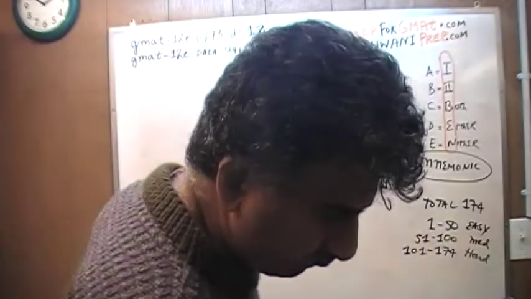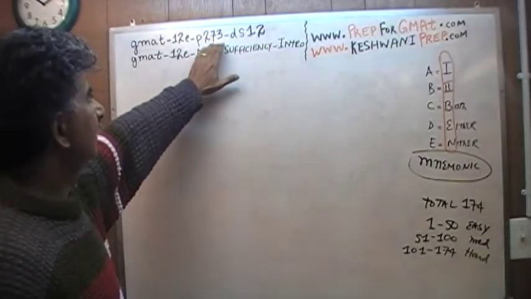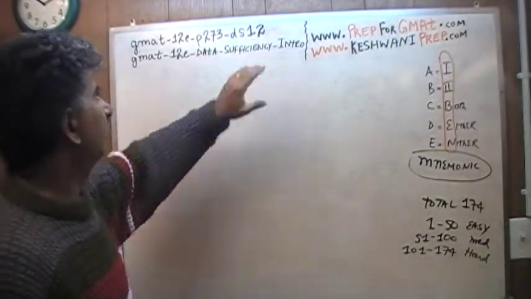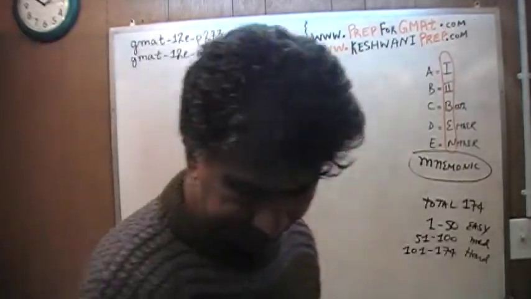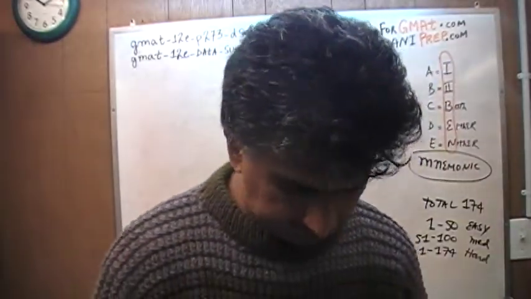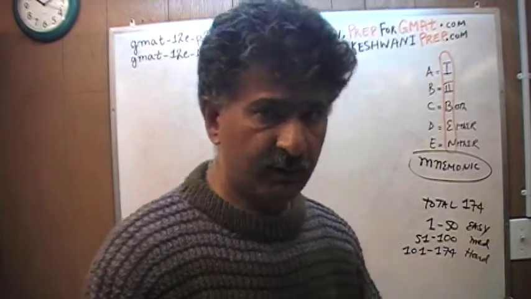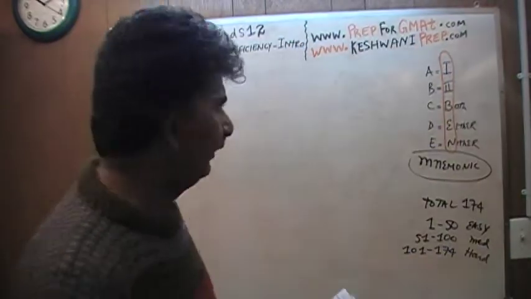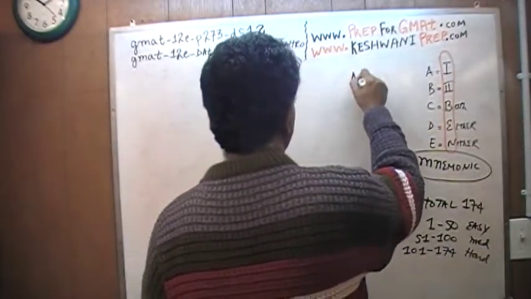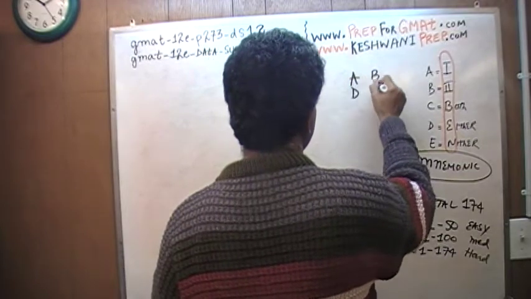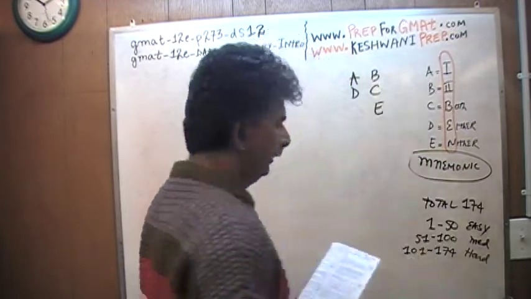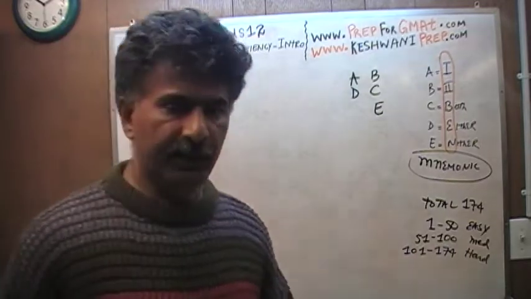The problem that I'm about to solve is the one that you're going to find on page number 273, data sufficiency number 12. Let's take a look at it. Since this is a data sufficiency problem, the very first thing we do is write down AD, BCE. AD, BCE. Get in the habit.